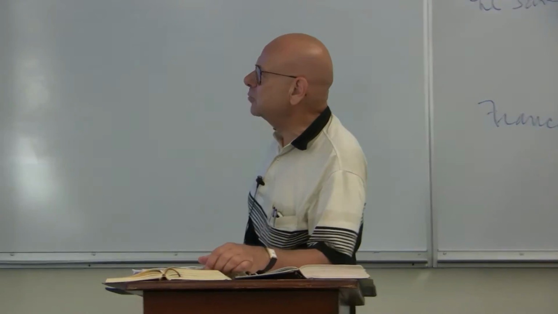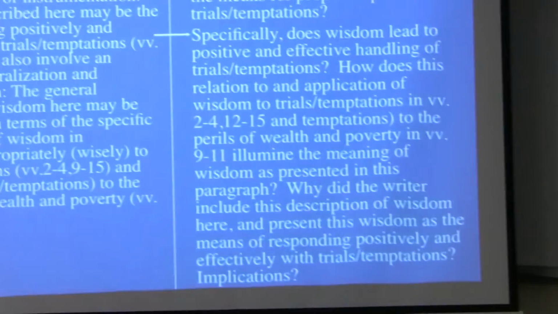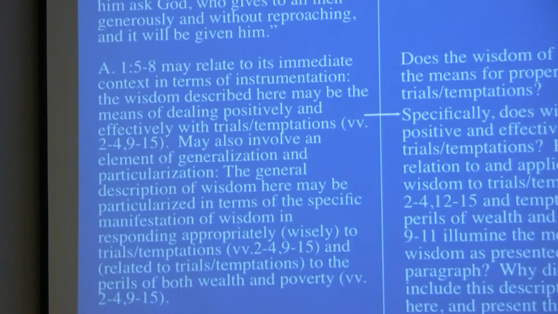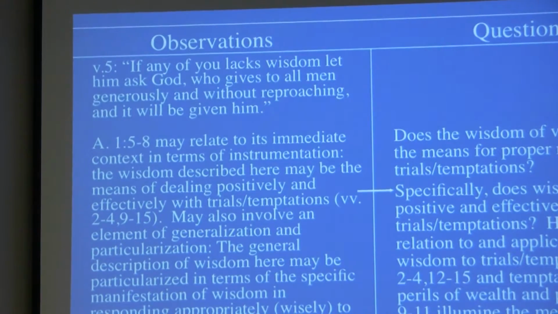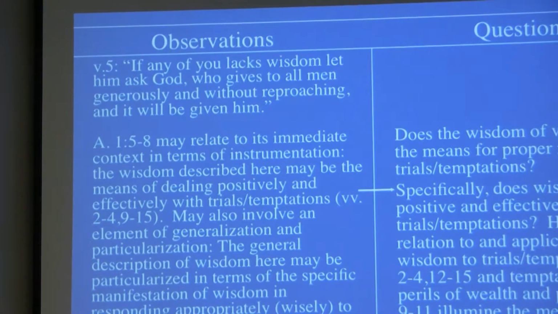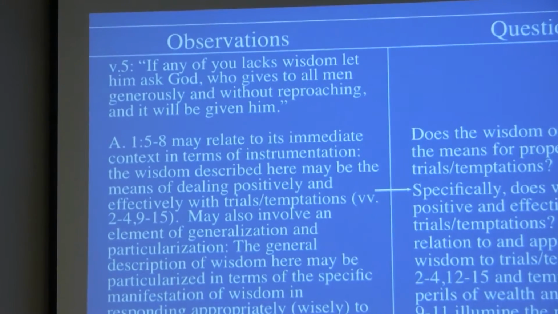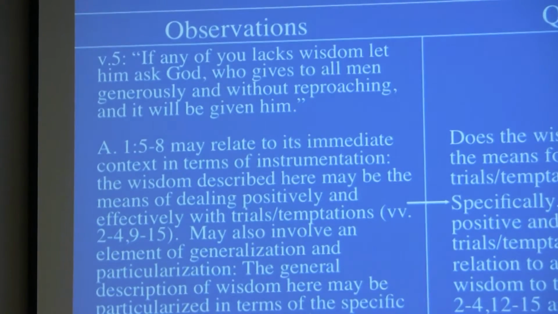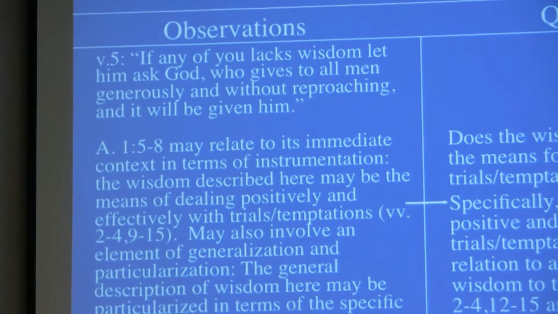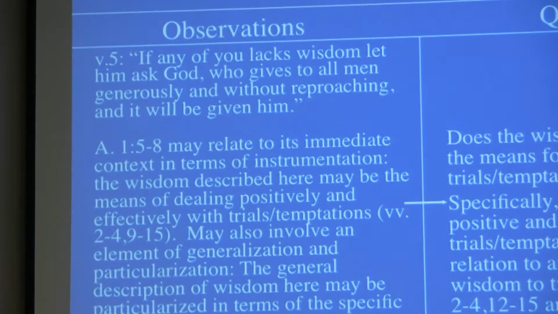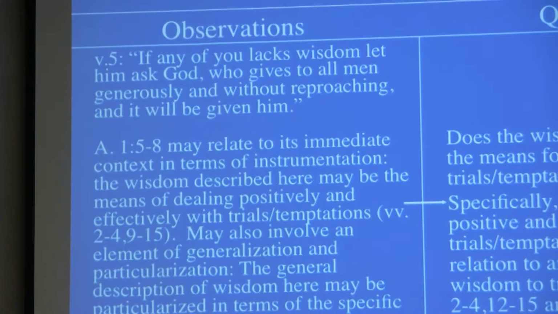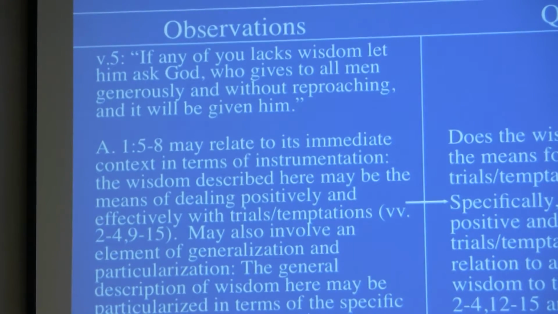Well, in terms of contextual observation, we might note that 1:5 through 8 may relate to its immediate context in terms of instrumentation. That is, the wisdom described here may be the means of dealing positively and effectively with trials and temptations as set forth in the preceding paragraph, verses 2 through 4, and as set forth in the succeeding paragraphs, verses 9 through 15.